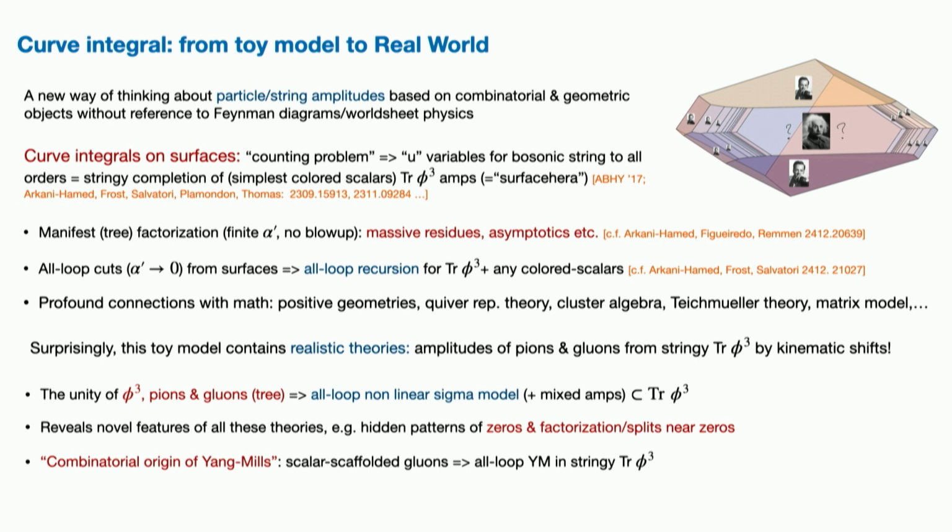And there are actually qualitatively new features of all these theories revealed by this picture. For example, after all these years of study, we didn't really know that there are all these zeros, not only for phi cube, but the same zeros in the kinematic space, some locus in the kinematic space where phi cube, pion, and gluon amplitudes vanish. So these are about the study of the zeros of particle and string amplitudes, and their factorization behavior near those zeros. So this will be one example of the new features we discovered using this new formalism.